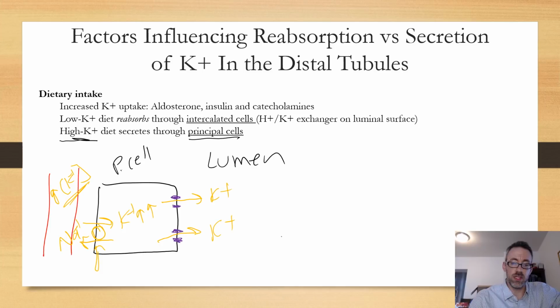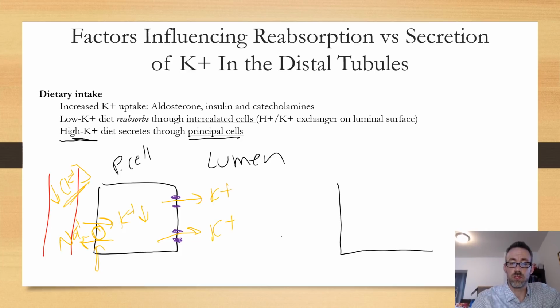Now, the beauty of the design is that if the potassium concentration is decreased, on the other hand, I don't have as much potassium inside the cell, and my driving force becomes less. So I'm not going to secrete as much potassium. So it's proportional. The concentration of potassium goes up, I'm going to secrete more through these principal cells. If it goes down, I'm going to secrete less. So it's a nice direct relationship that they have.